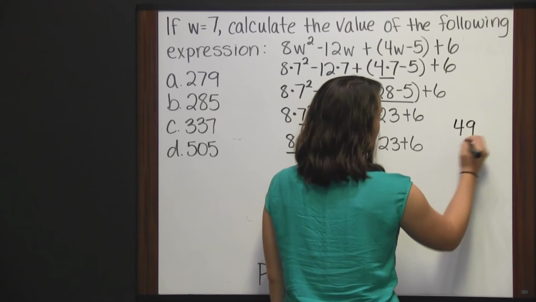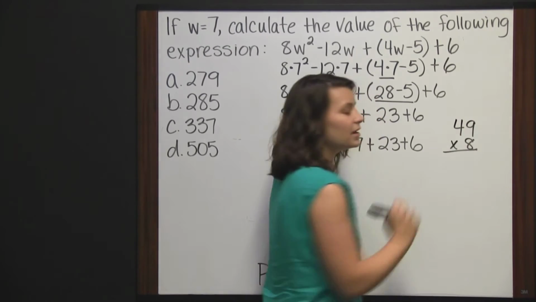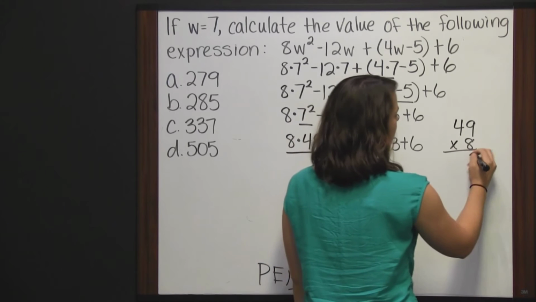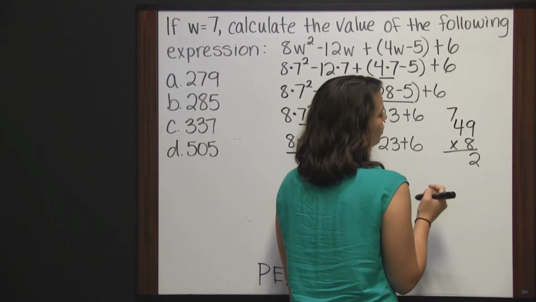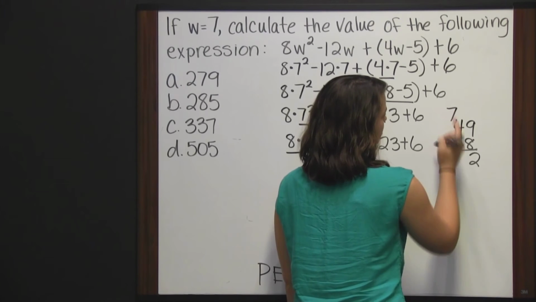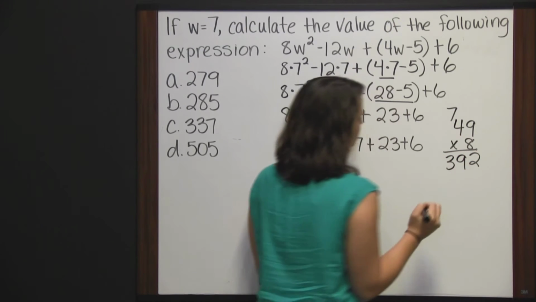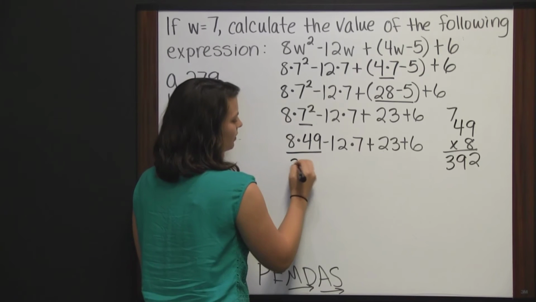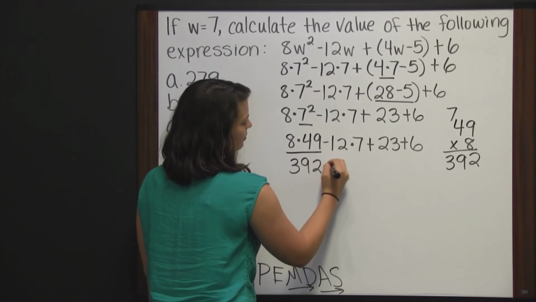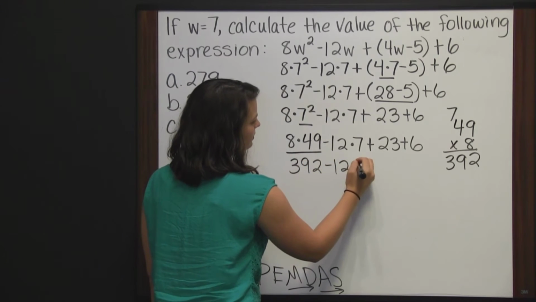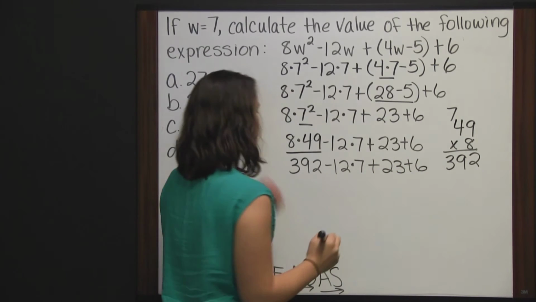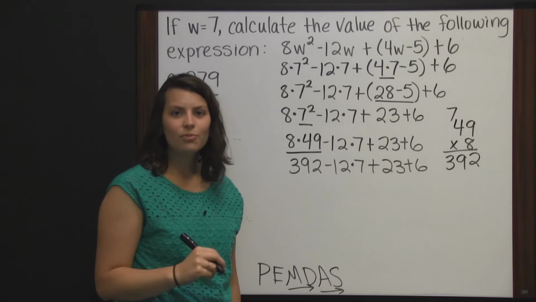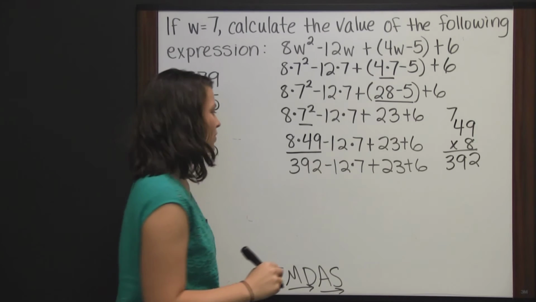49 times 8. 8 times 9 is 72, so write the 2 and carry the 7. 8 times 4 is 32. 32 plus 7 is 392. So we have 392 minus 12 times 7 plus 23 plus 6. We need to continue multiplying and dividing from left to right.